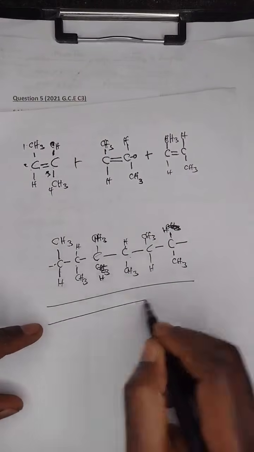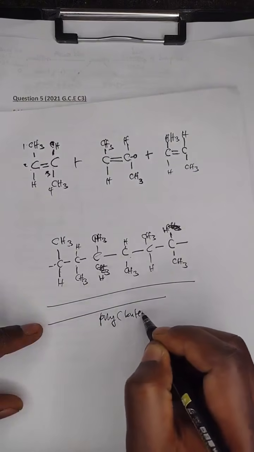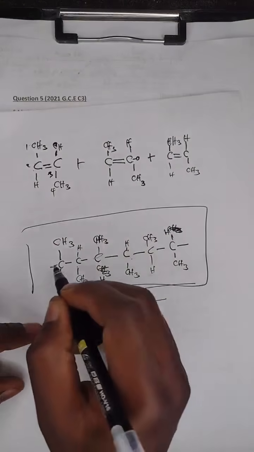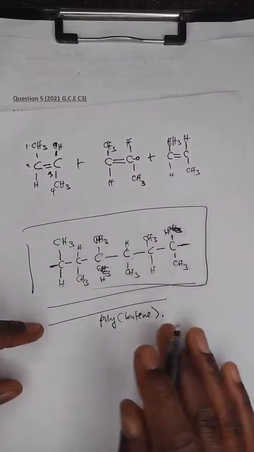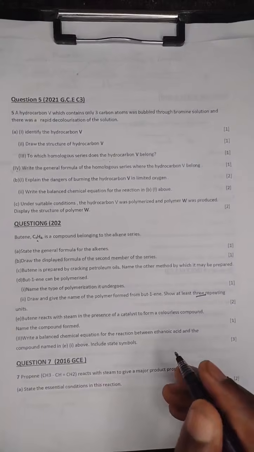Hydrogen. So this is the polybutene. It is called polybutene. So this is the displayed structure showing 3 monomers.